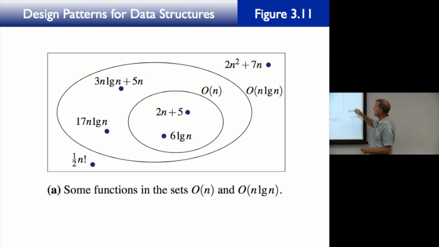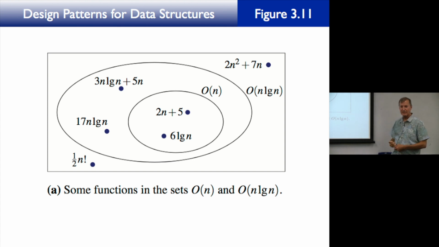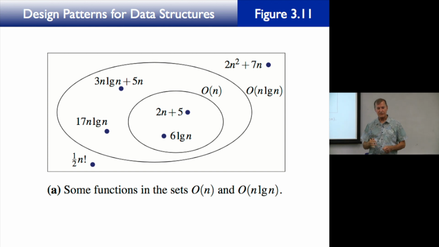And then this 2n squared plus 7n is not bounded above by n, and it's also not bounded above by n log n. Why not? Because n squared is worse than n log n. And of course, 1/2 n factorial. Doesn't matter if it was 1/billionth of n factorial. It would still not be bounded above by n log n. Now, does everybody see how these are placed? And do you see this shows that these are actually sets of functions. But look, what we can do with big O, we can also do with what?